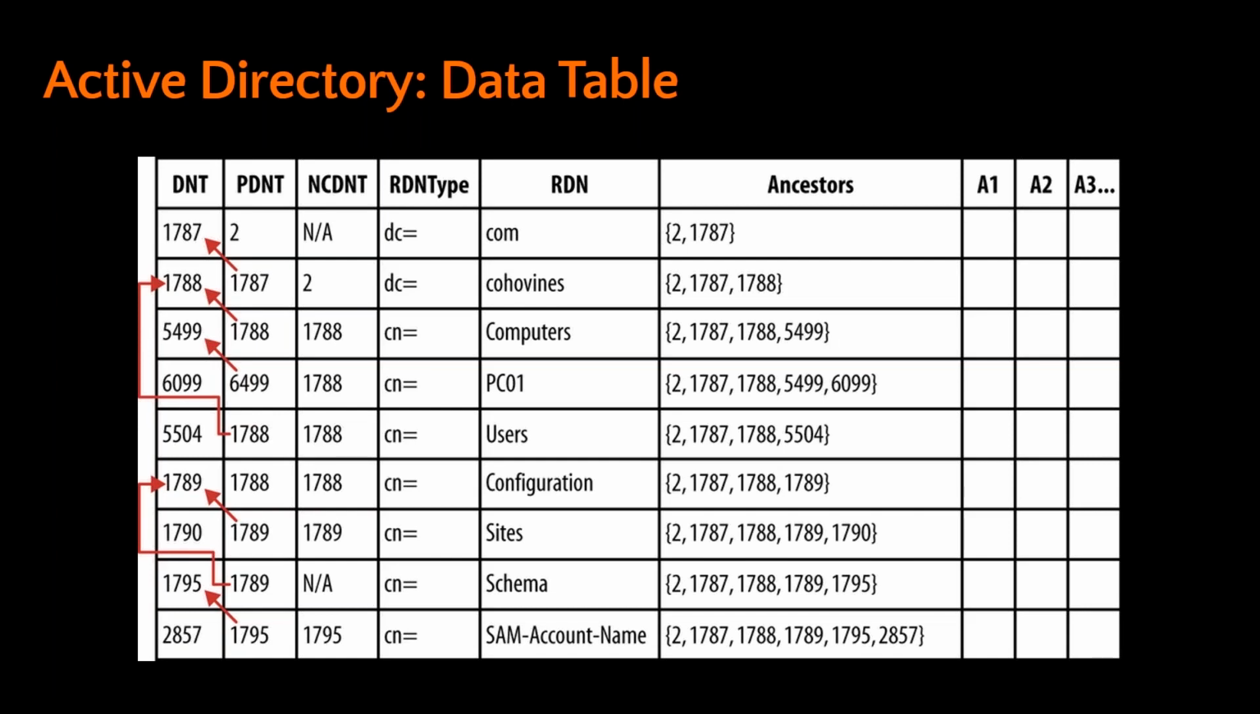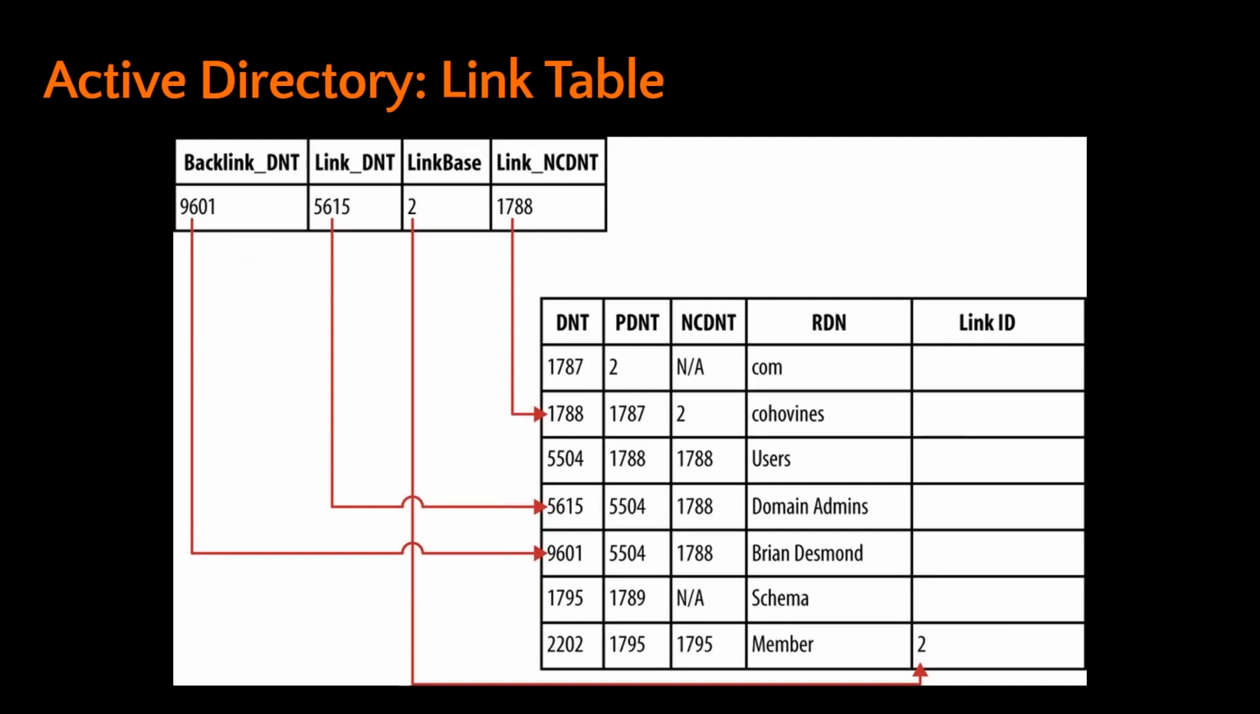Now, the link table. This is how we manage group membership. As you can see, let's take Brian Desmond with DNT 2601 and parent DNT 5504. As you can see, backlink DNT and link DNT easily point out that Brian Desmond is a domain admin.